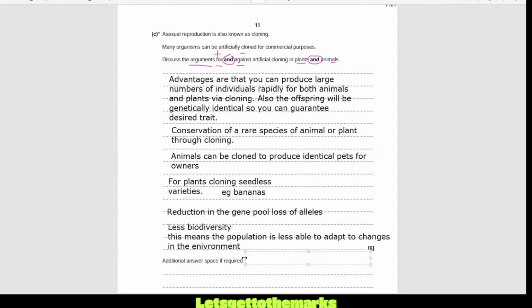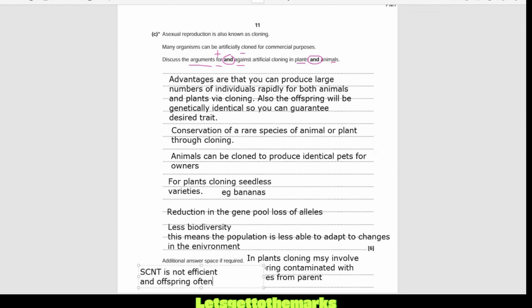What else can we go? Yes, implants: cloning may involve offspring contaminated with viruses from the parent. So there might be some sort of virus that is contaminated from the parent. What else? Somatic cell nuclear transfer, SCNT, is not very successful, is not efficient, and offspring often have health issues. If you remember Dolly the sheep, the first one, they die very young, don't live very long, healthy lives. So those would be some of my disadvantages, those ones at the bottom here.